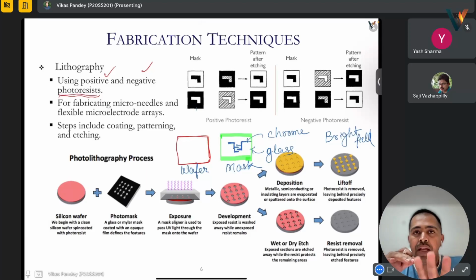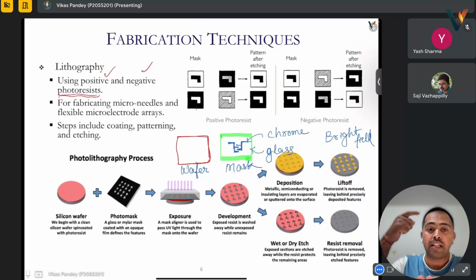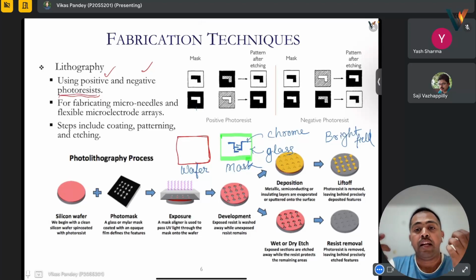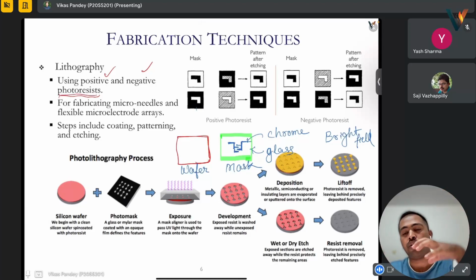Then we take it and just dry it a bit so that it solidifies, but it does not stabilize. Then we take it into our lithography system. Then we put the mask over it, the mask that is having our patterns, and we bring these two very close to each other, and we put ultraviolet light from over it.